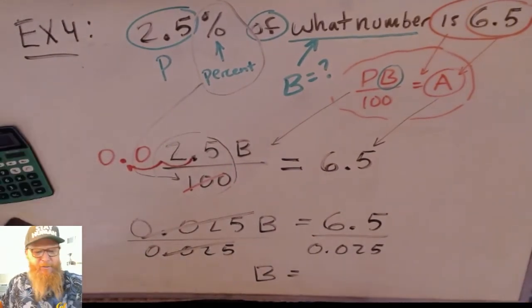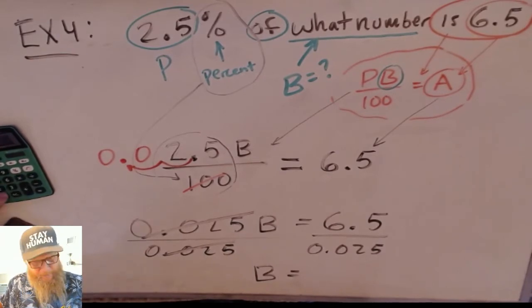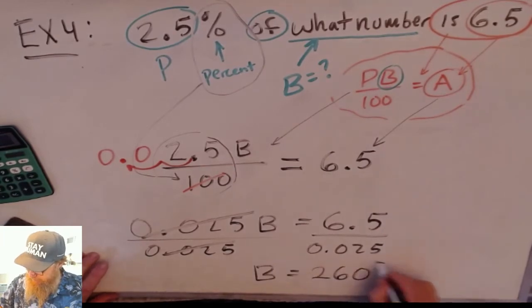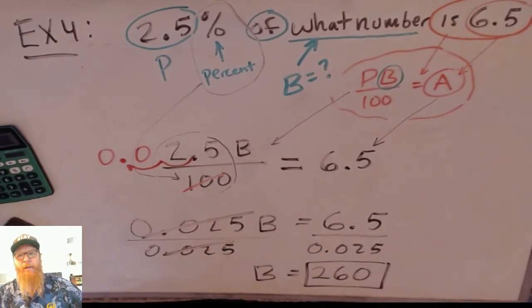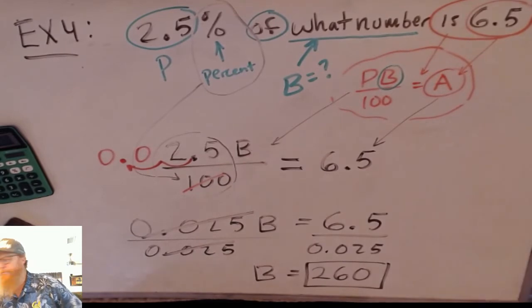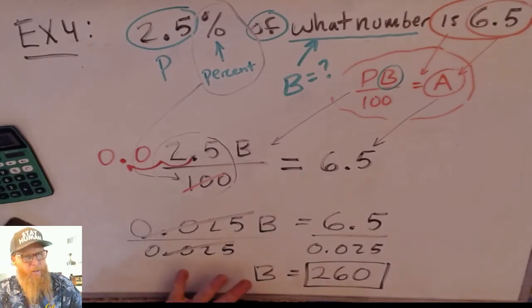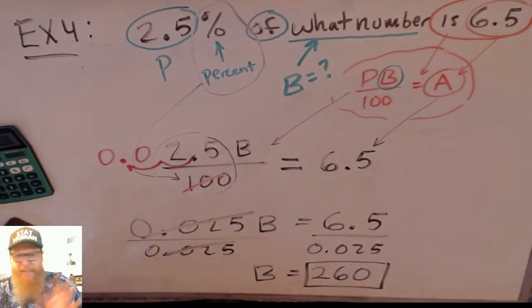Okay, no shame in using a calculator for these. 6.5 divided by 0.025 is 260. All right. These are very straightforward. I'm not going to try to trick you. I'll give you questions exactly like these.